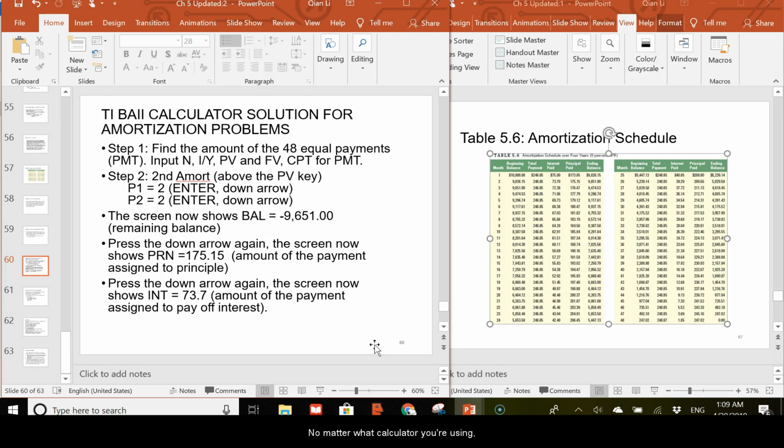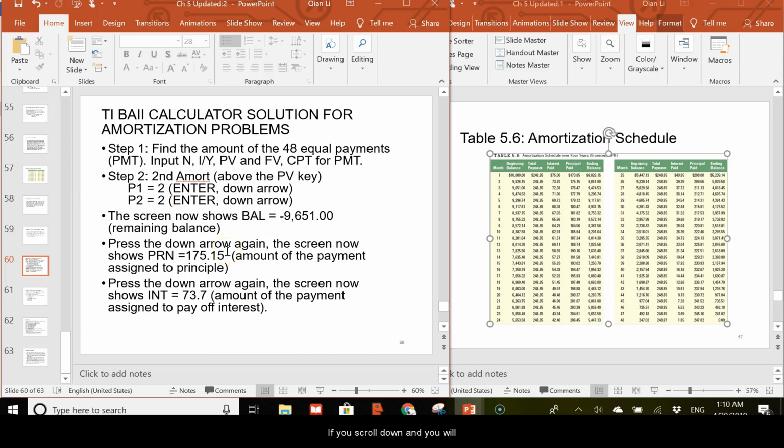No matter what calculator you are using, the first thing is to enter the annuity information and compute the payment. Once you have the monthly payment calculated, if you have the BA2 Plus calculator, you can use the amort function, enter 2 as P1 and 2 as P2, and then you will see that the screen shows the BAL, the balance, as 9651, which is the 9651 here. That will be the remaining balance after 2 payments, or 2 months, because you entered 2 here for P2.